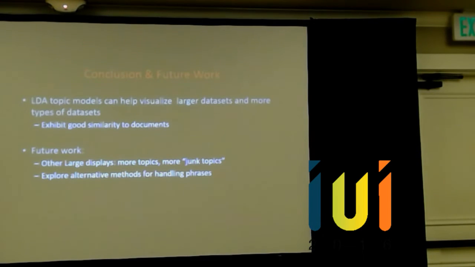So in conclusion, we looked at a method where we could visualize larger data sets, where we're not dependent on the number of venues in the data set, or the number of papers, or the number of people, and so we can handle more types of data sets in this way. And we found that the LDA topic models do exhibit good similarity to documents, so that seems to be a reasonable way to come up with these topics.